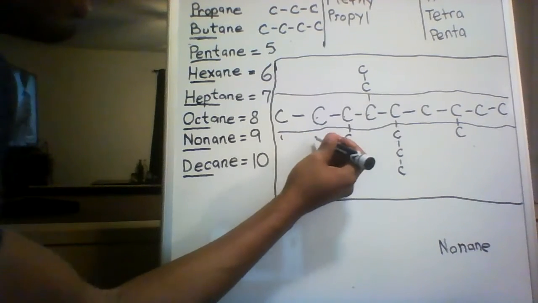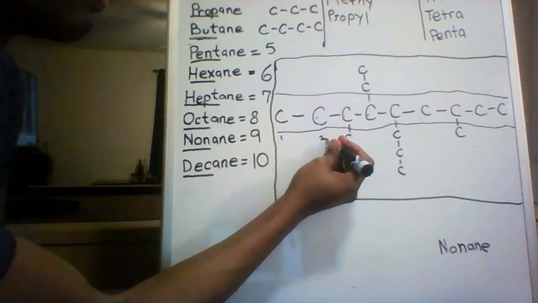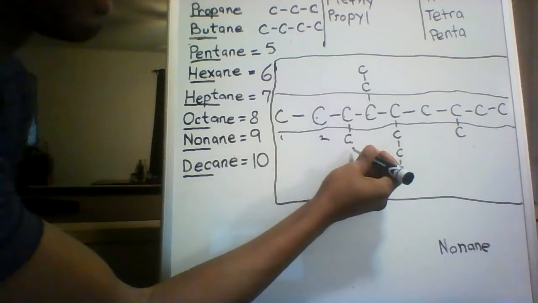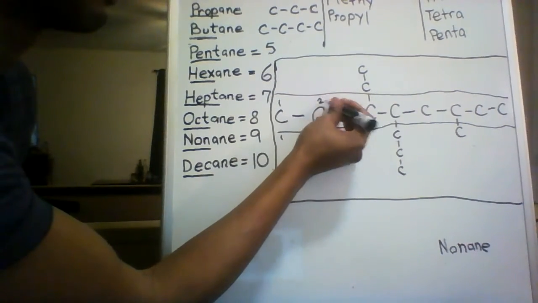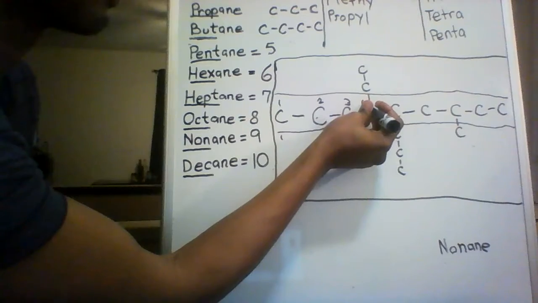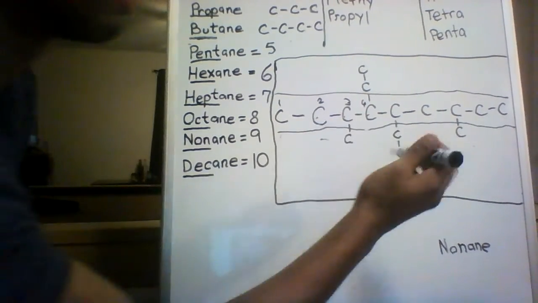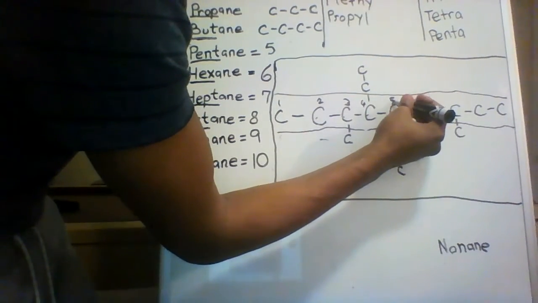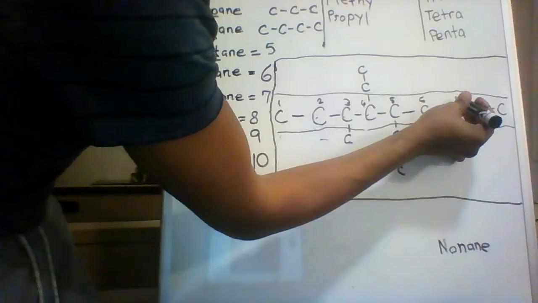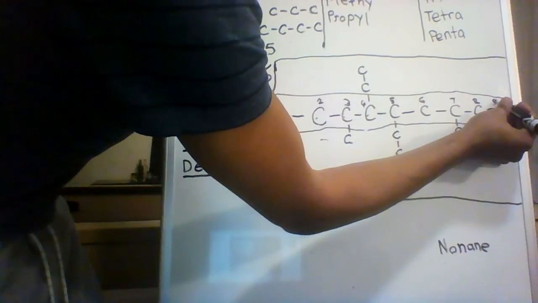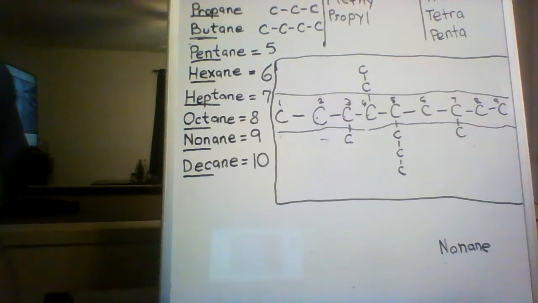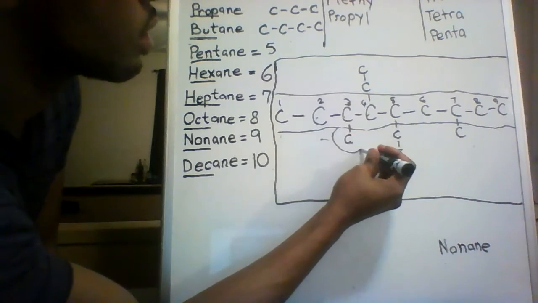This one's going to be 1, 2, 3. All right. You know what? Let's just write it in. 1, 2, 3, 4, 5, 6, 7, 8, 9. Boom, got that, did that. And now, we're going to focus on these.